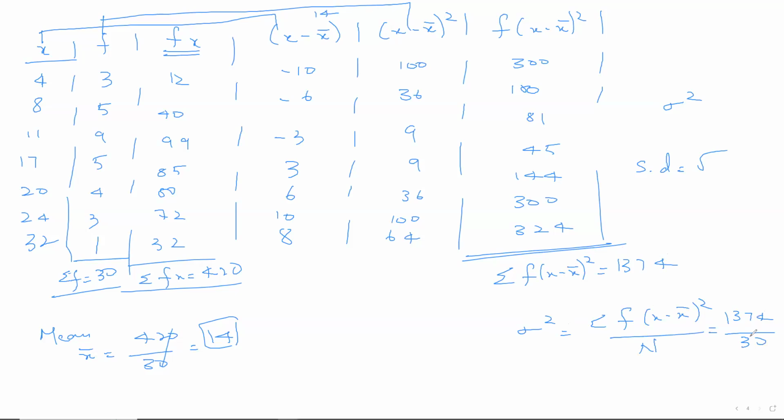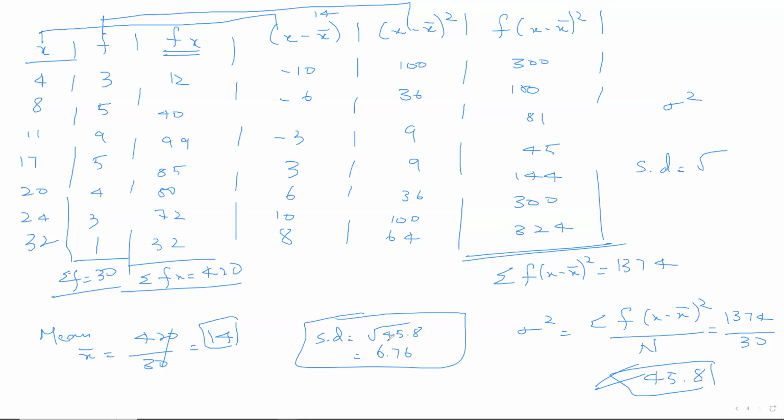Yeah, do the math. One second. Wait. 1374 divided by 30. 45.8. This is the answer for variance. For standard deviation, very simple. Standard deviation, root of 45.8. That's it. Which is nothing but 6.76. See, 5 marks.